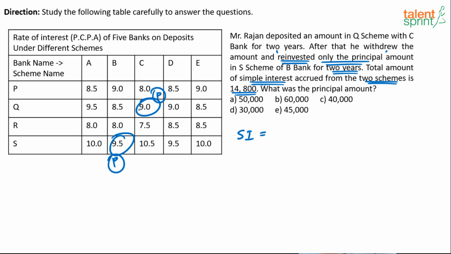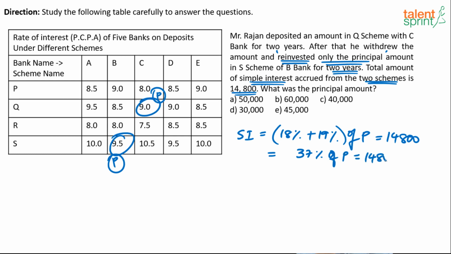So what will be the total simple interest? See, 9% for 2 years is 18%. Here 9.5% for 2 years is 19%. This is the total simple interest. So 18% from one scheme, 19% from the other scheme, of the principal amount, of course. This is equal to 14,800 according to the question. Find out what is P. 18 and 19% is 37%. So 37% of some value is 14,800. What is that value is the question. Do the calculation. You getting it? So what will be P?